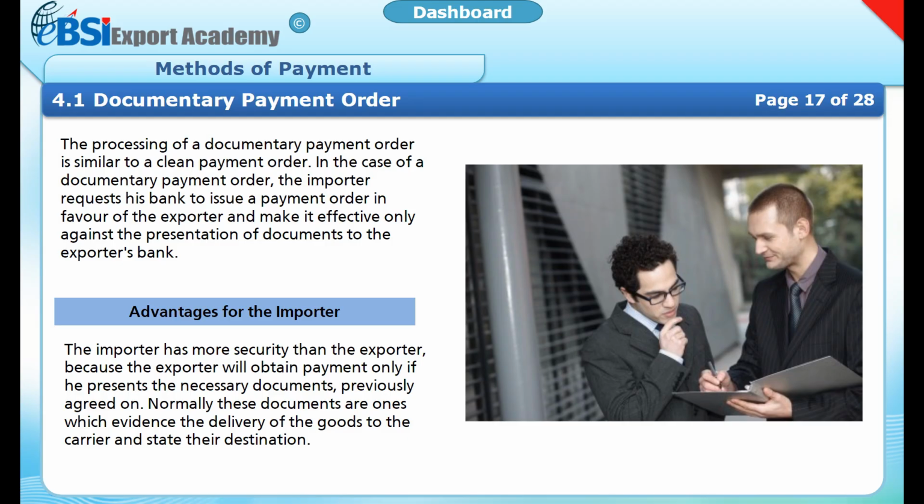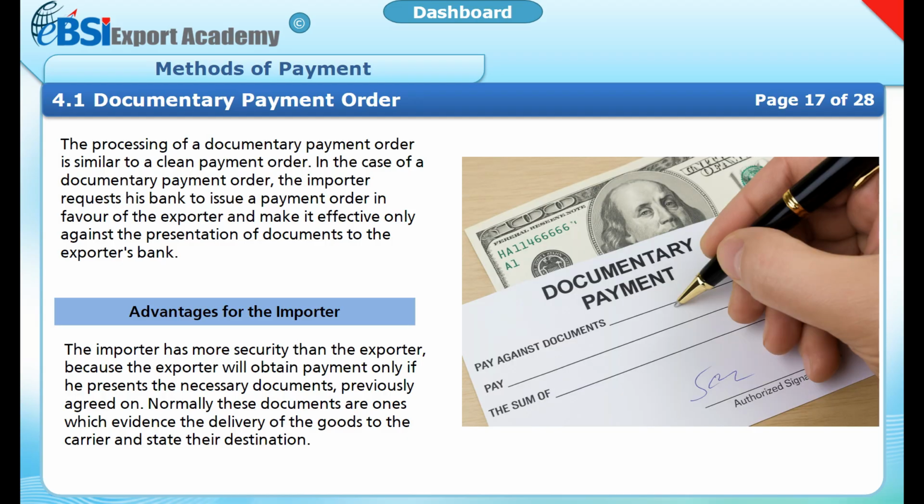Advantages for the importer. The importer has more security than the exporter, because the exporter will obtain payment only if he presents the necessary documents previously agreed on. Normally, these documents are ones which evidence the delivery of the goods to the carrier and state their destination.